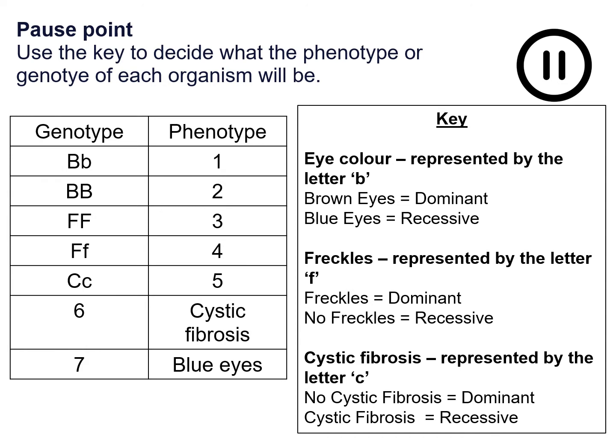For the first 5 questions, you're going to use the genotype, or the alleles, to identify what the phenotype, or characteristic, would be. For questions 6 and 7, you have been given the phenotype, the characteristic, and you need to see if you can identify what the genotype is. Pause the video now and press play again when you're ready to check your responses.